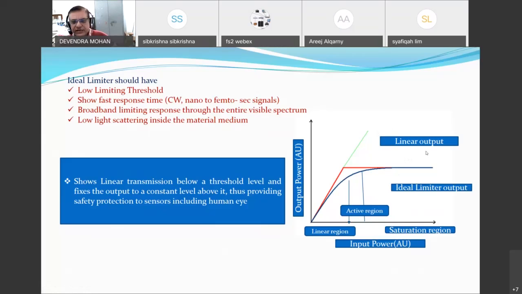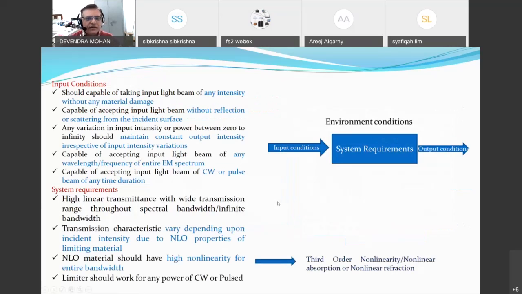So look at the diagram critically, that we have a linear region, then there is an active region, and then there is a saturation region. So this is the system. We need to look into the input conditions, we need to look into the system requirements, we need to look into the output conditions under the environmental conditions.